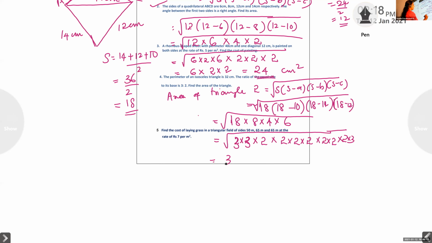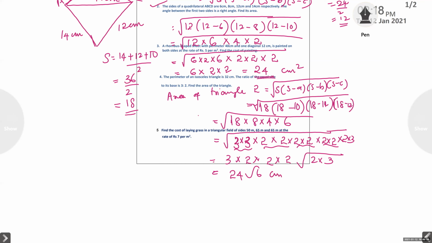Okay, so one 3 comes out, then one 2, again one more 2, one more 2, and inside 2 into 3. So it is 24 root 6. Is it correct?